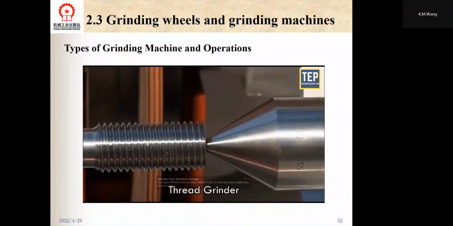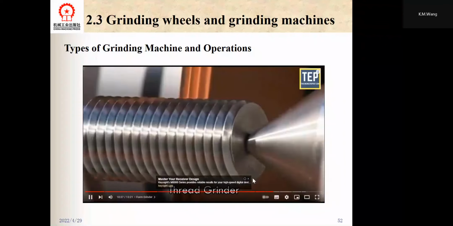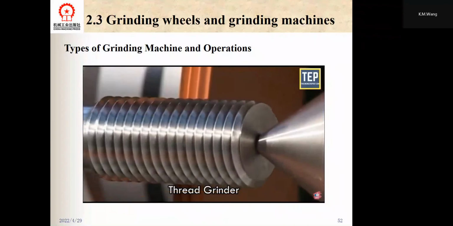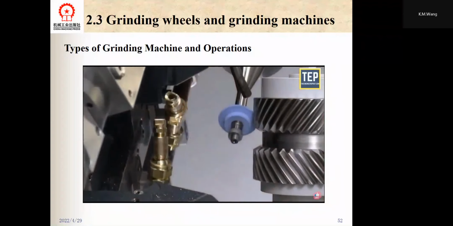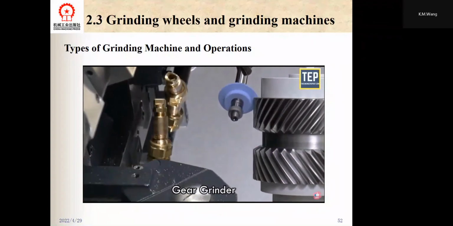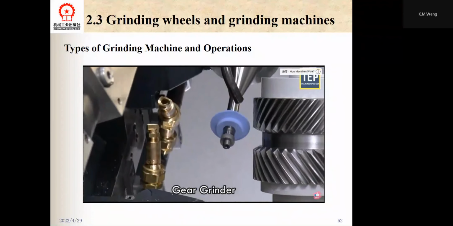Thread grinder. This type of grinder is used to cut accurate threads. Grinding wheels of the size and shape of the thread are used. Gear grinder. Different forms of grinding wheels are used in this grinder to cut dents of different sizes and shapes.